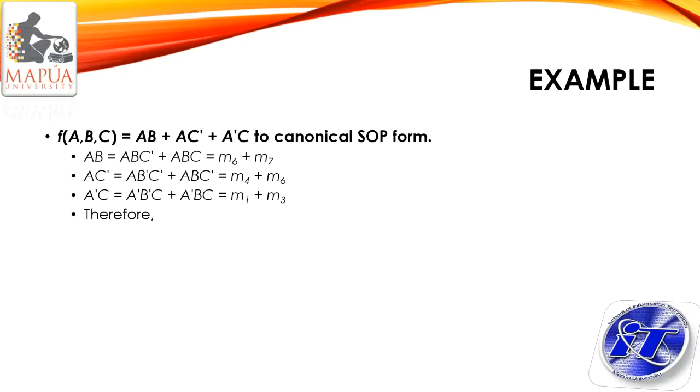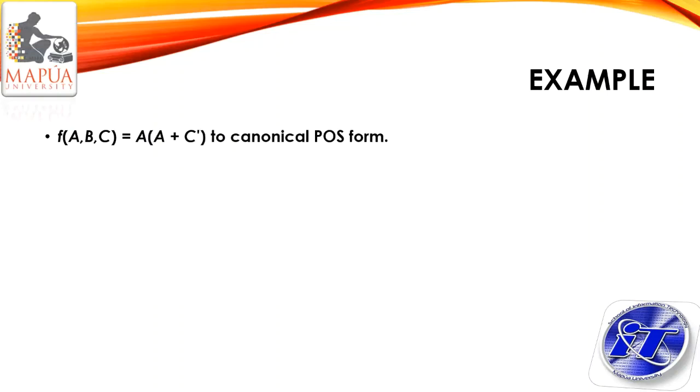So final answer, we have 1, 3, 4, 6, 7 as your min term list. Okay? Another example. A added to A plus C naught. A could be considered as a product term or a sum term. Okay, so we don't have a problem with that.